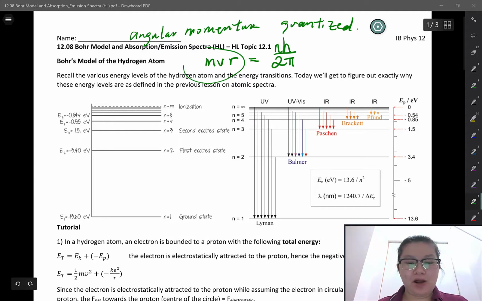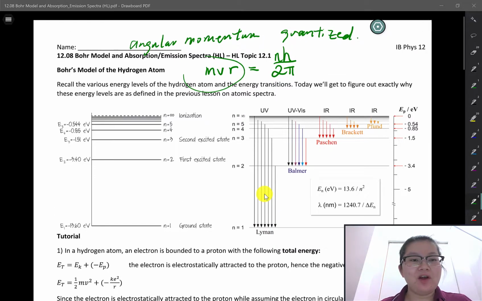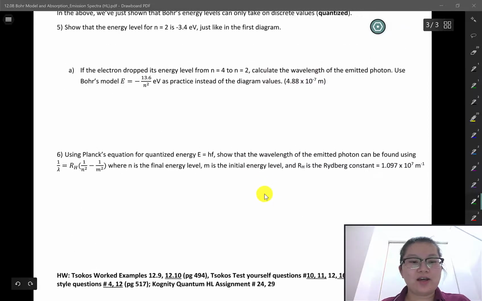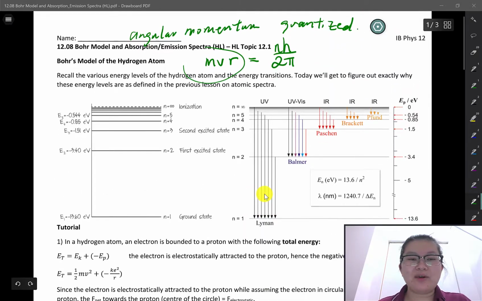In this video, I am going to walk through the tutorial that we have here for the Bohr model of the hydrogen atom. A lot of questions, so I will probably combine a few of them together, but just to give you a brief understanding of what the Bohr model is and what its features are, here we go.